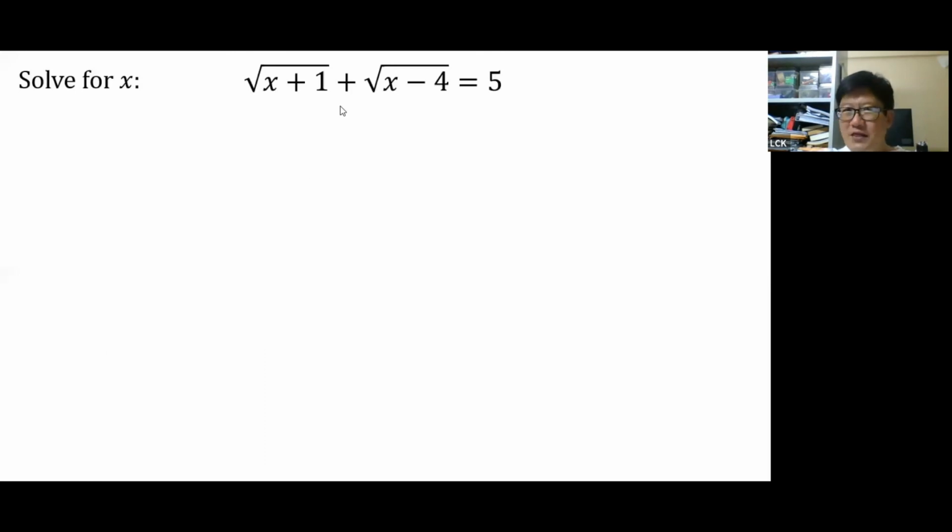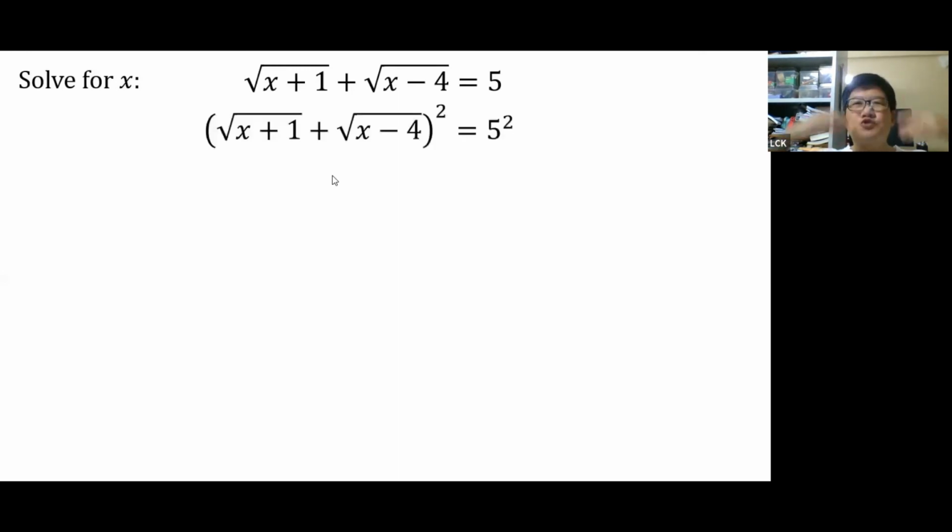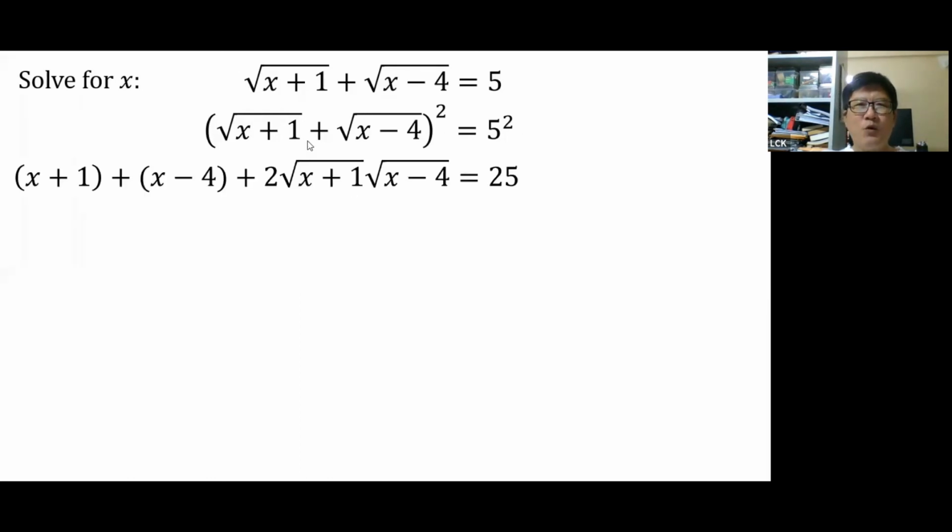Now, let's do another solve for x question. All right? This is very, very easy also. Again, you have two square root signs. You have to get rid of it. All right? So how do you get rid of it? You square both sides. What you get over here is a 25. What you get over here is an x plus 1 plus x minus 4 plus 2 square root of x plus 1 square root of x minus 4.